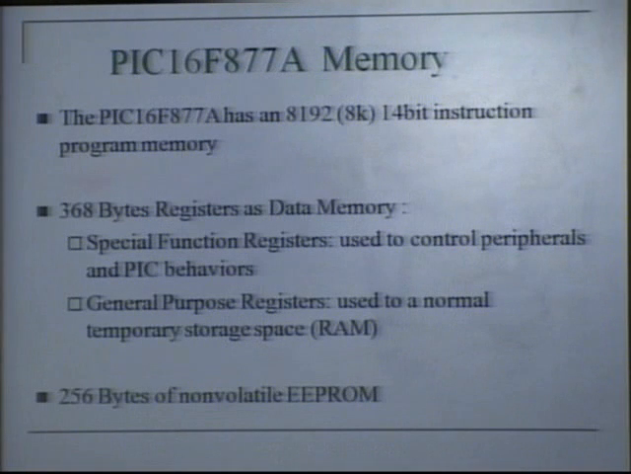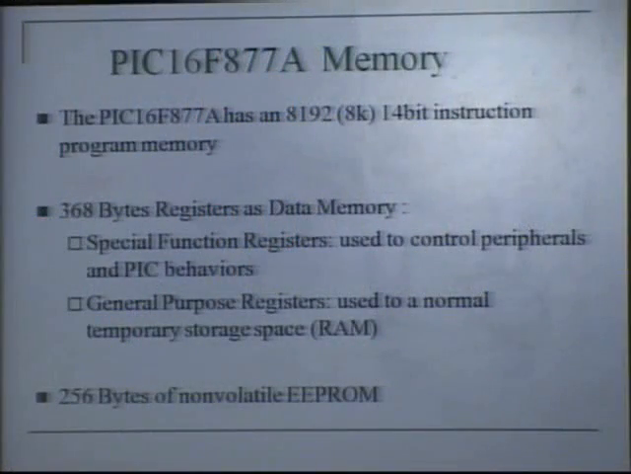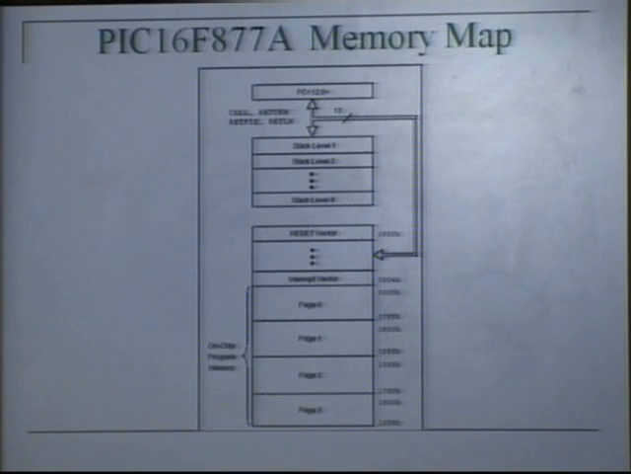Then next we will see about the memory of 16F877A. Here you are having 8 KB of program memory, 366 bytes of data memory and 256 bytes of EEPROM. And this data memory itself is divided into two: special function registers and general purpose registers. Special function registers are used for configuring the peripherals. General purpose registers are used for temporary storage of variables. And this is your complete memory map of your controller.